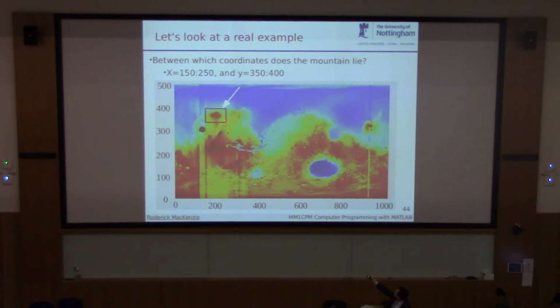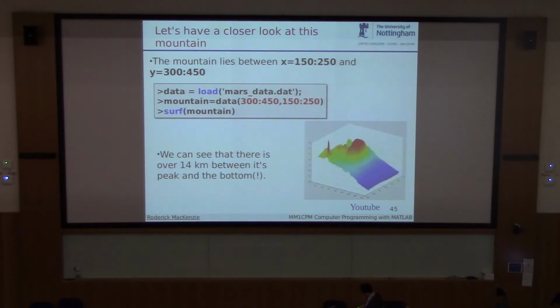So if we want to chop this array out of this big array, all we do is this. It's very simple. We just go data equals load marsdata.dat. So we load the data file. We then go mountain, so this is the new small array we want to make, equals data, and then the start of the y, the end of the y, the start of the x, the end of the x. And what we get is this. And you can see there's basically 14 kilometers between the depth of this valley and the peak of the mountain. So let's have a look at actually doing that by hand.